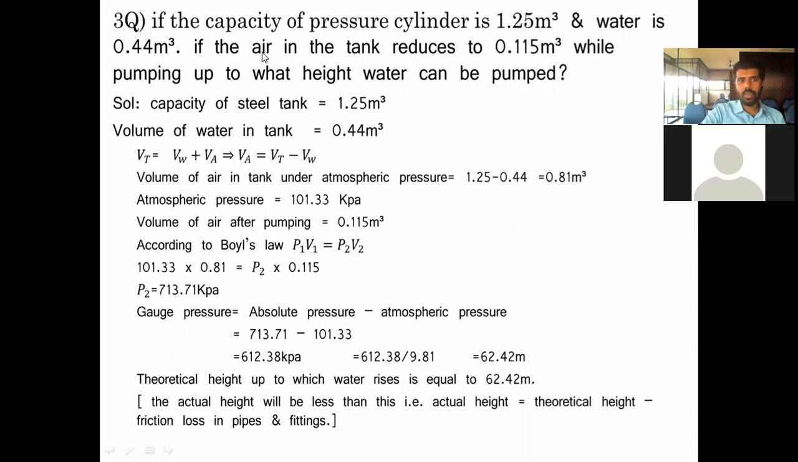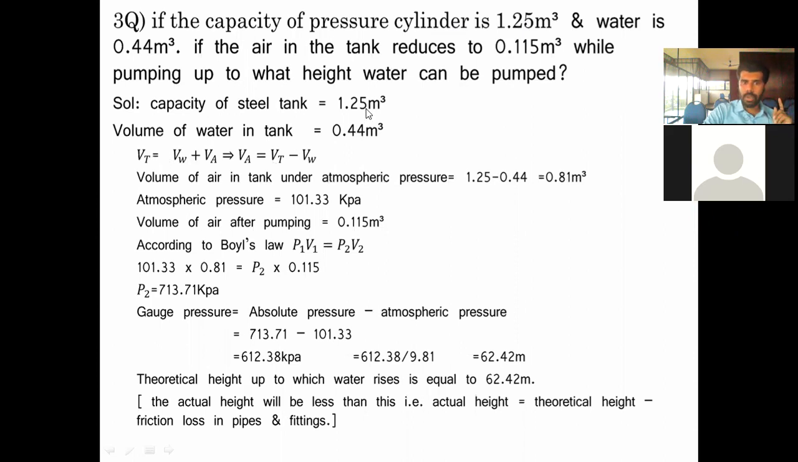The capacity of the steel tank, you know, is 1.25. Volume of the water in the tank is 0.44. If this is given, you can easily find out the volume of the air, right? Because volume of the tank is equal to volume of the water plus volume of the air. So volume of air is equal to volume of tank minus volume of water. The volume of air in the tank under atmospheric pressure is 1.25 minus 0.44, which is 0.81 meter cube.